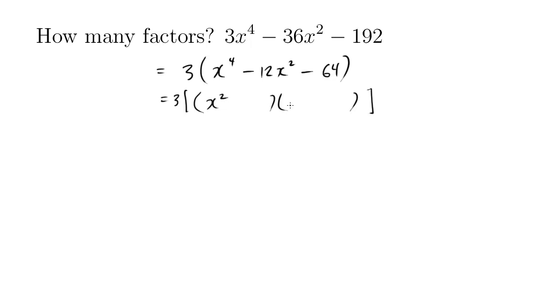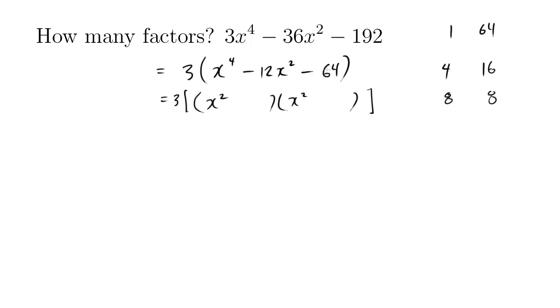I have x squared here. x squared times x squared is x to the 4. Can I think of two numbers that when multiplied become negative 64, yet add to be negative 12? So I wrote these numbers down. I could have begun with 1 and 64, just working my way up the factors, but the numbers 1 and 64 are too far apart to be negative 12, so I jumped straight to 8 times 8.